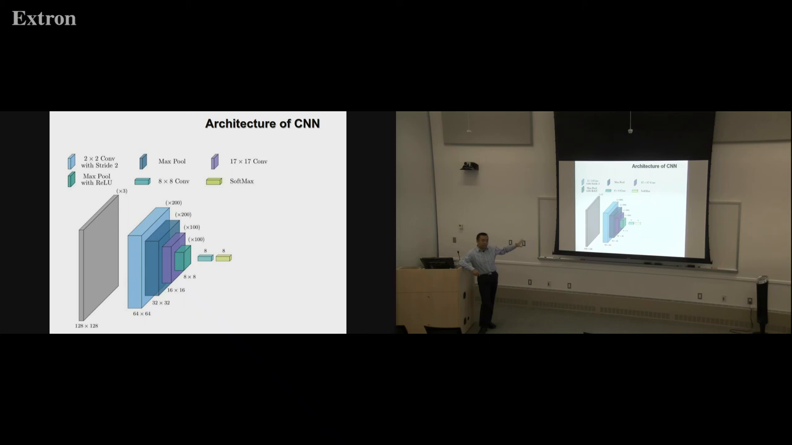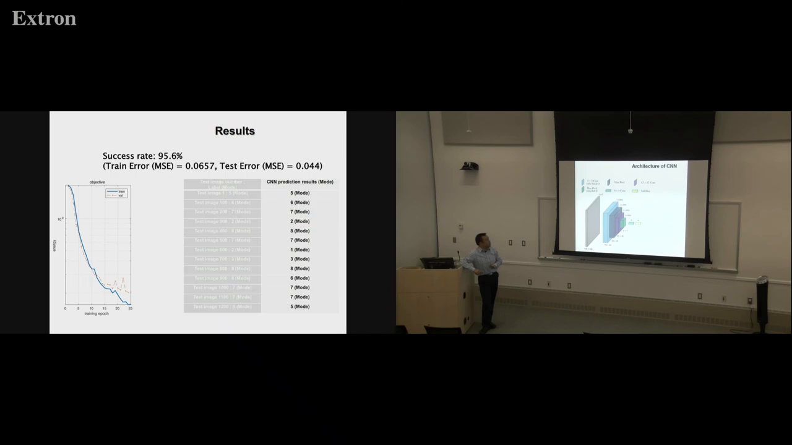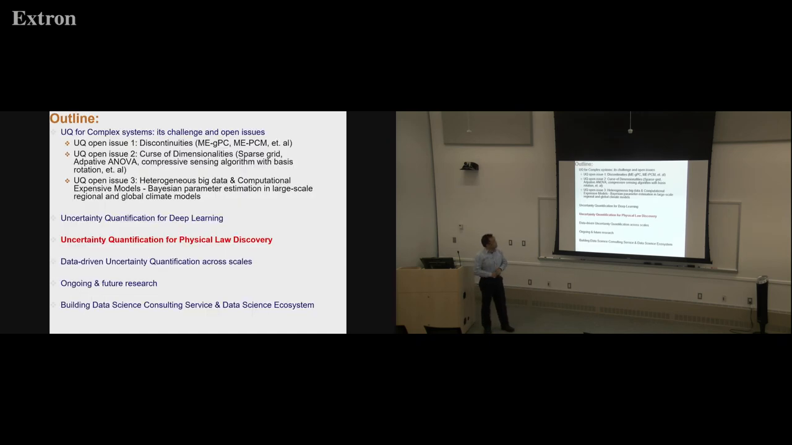This is the nice thing about deep learning. It doesn't matter whether it's an inverse or forward problem. You go through the neural network, and it gives you the predictions. It treats everything like a prediction. You can see this is the training and validation step. The error was reduced, and we can achieve a 95.6% success rate on predicting the parameter settings, just given an image. So this is about the inverse problem.